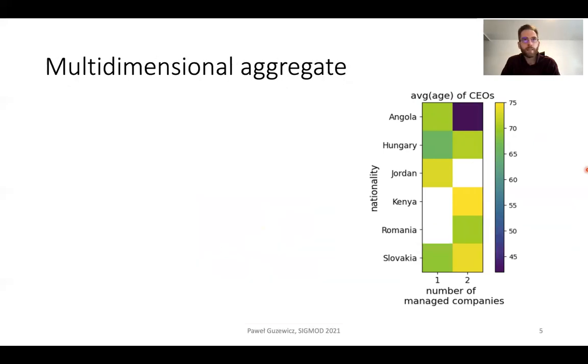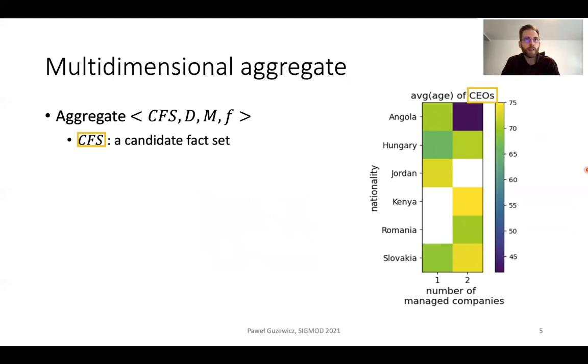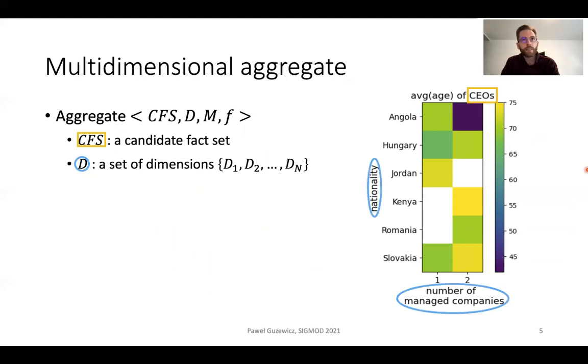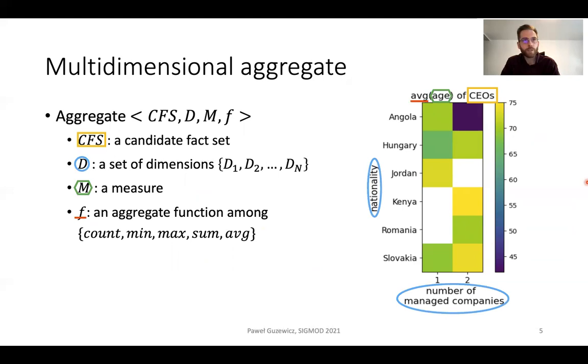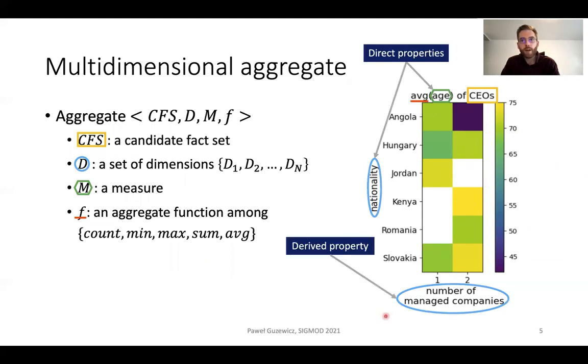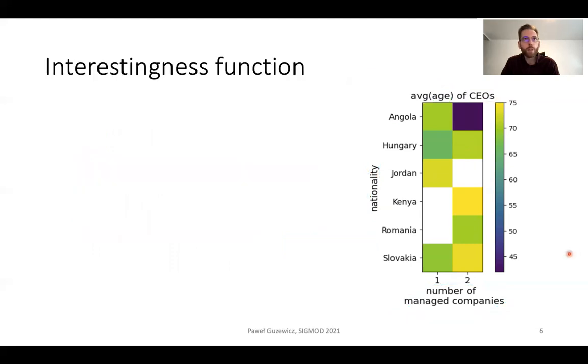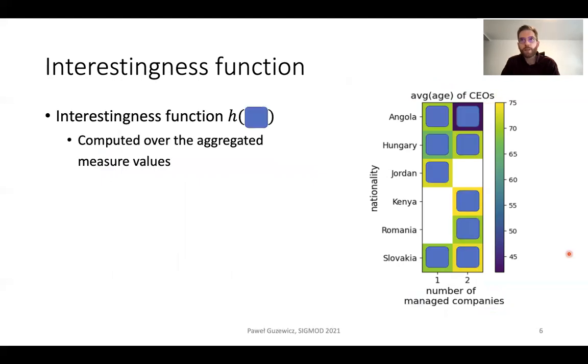We aggregate the RDF data along many dimensions. Each such multidimensional aggregate consists of a candidate fact set, a set of RDF nodes over which we aggregate, a set of dimensions, a measure, and an aggregate function. Notice that we use direct properties present in the graph, as well as derived properties, which we derive from the data ourselves. To quantify the interestingness of an aggregate, we apply an interestingness function over the aggregated measure values.